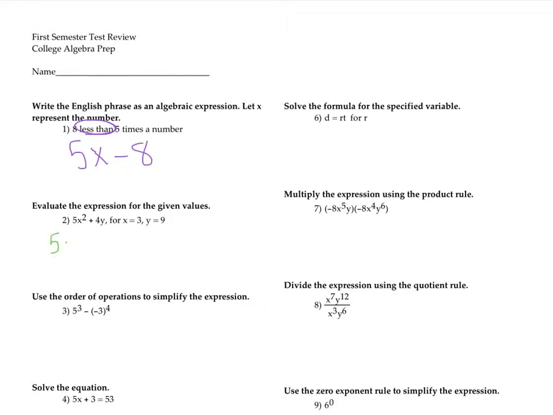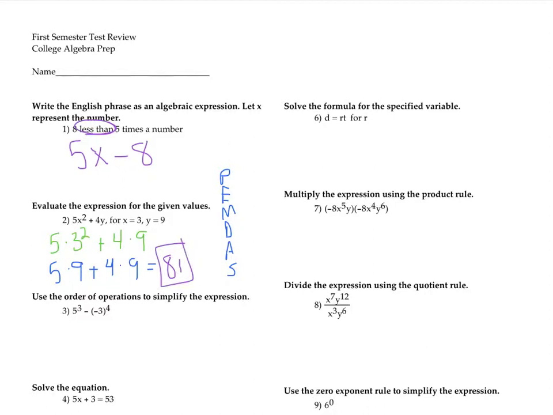Evaluate the expression. So where x is, we need to put 3. Where y is, we need to put 9. Do a little bit of fancy order of operations. So exponents come first. Remember that's PEMDAS, parentheses, exponents, multiplication, division, addition, subtraction. So this gives us 45 plus 36, which is 81. So that's our answer there.